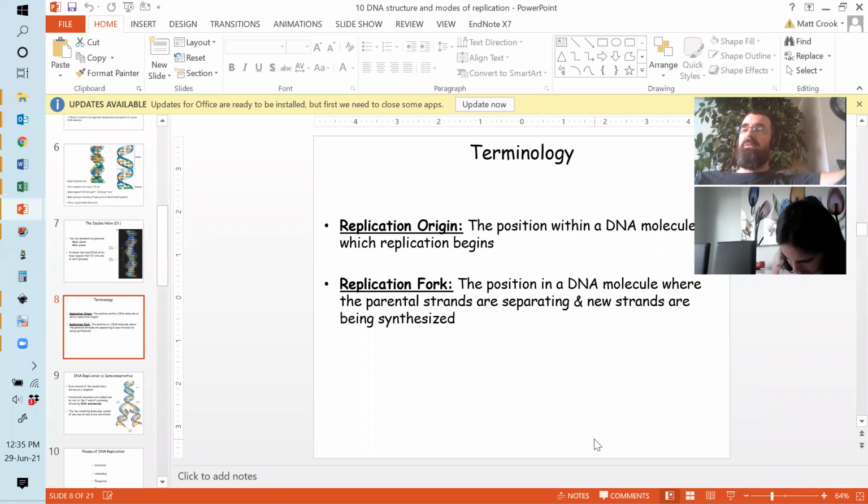And these aren't random sites. They are sites that have a particular sequence. They're recognized by different proteins, and that's where replication will begin. They are also typically AT rich because it takes a little bit less energy to open up the double helix at those points.